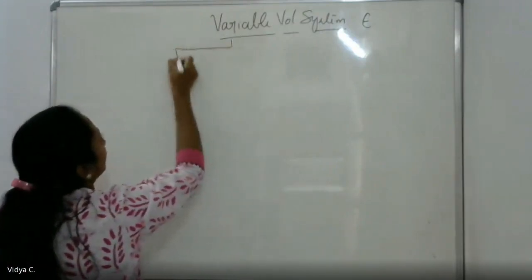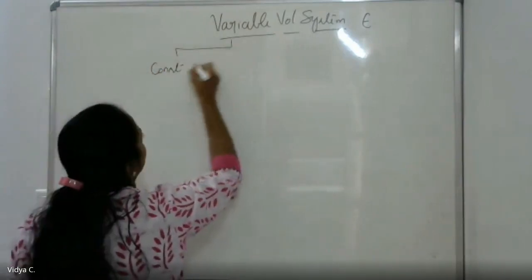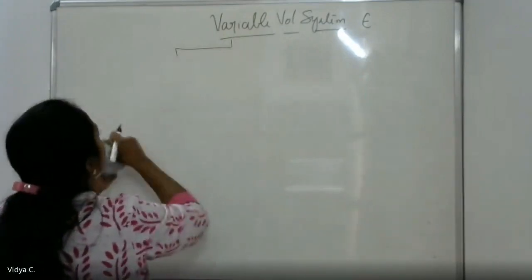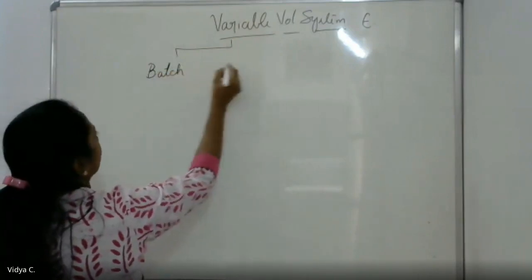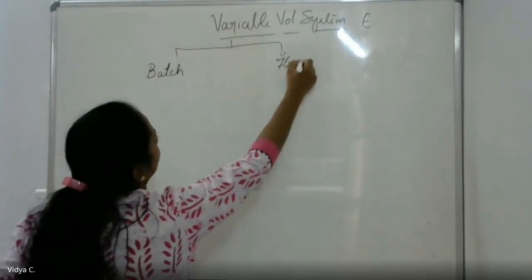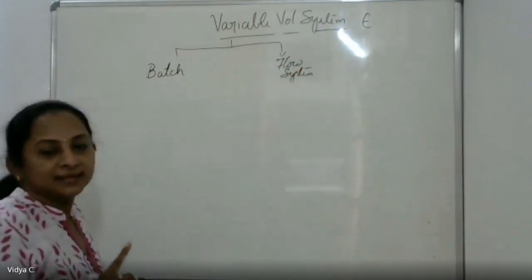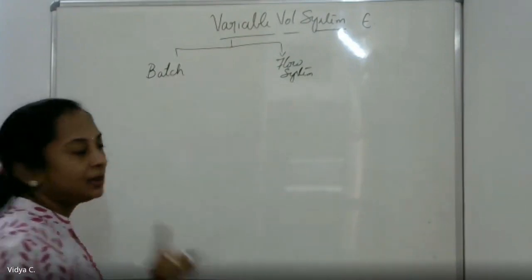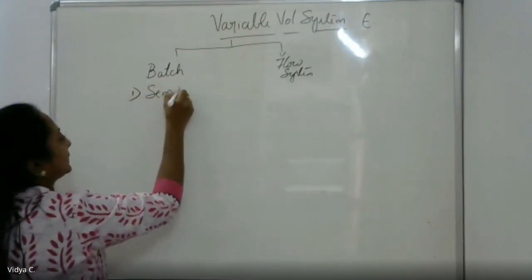In variable volume reactors, there are batch systems and flow systems. So batch system, what are these batch? Variable but batch. Okay. So in this, I can take one example as semi-batch reactor.